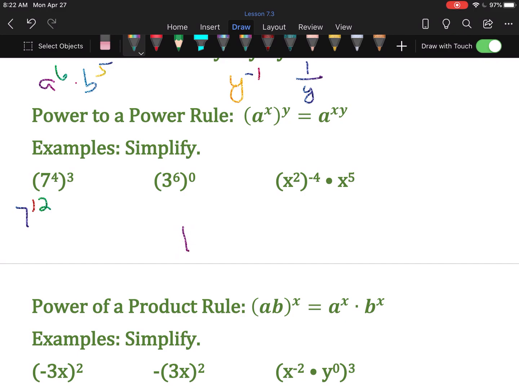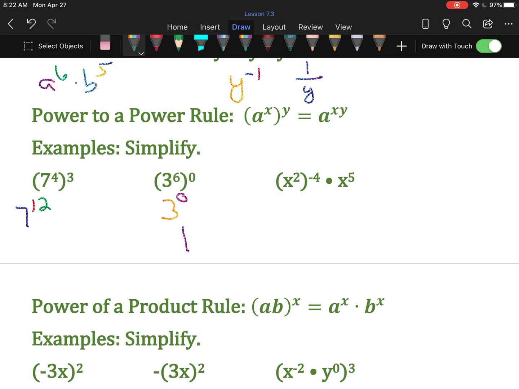If it'll help you, you can do the multiplication property. 6 times 0 is 0. But you absolutely must write 1 as your final answer for this kind of problem. If you give me 3 to the 0, I am going to mark it wrong.